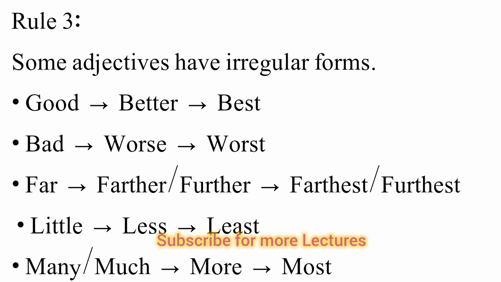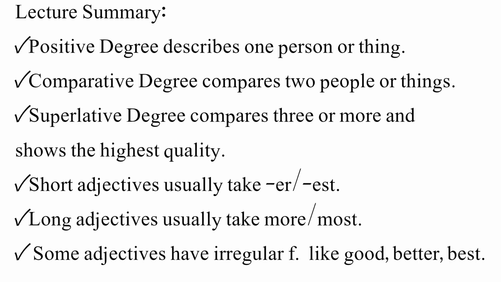Let's revise the lecture. Today we learned: positive degree describes one person or thing. Comparative degree compares 2 people or things. Superlative degree compares 3 or more and shows the highest quality. Short adjectives usually take er and est. Long adjectives usually take more and most. Some adjectives have irregular forms like good, better, best.